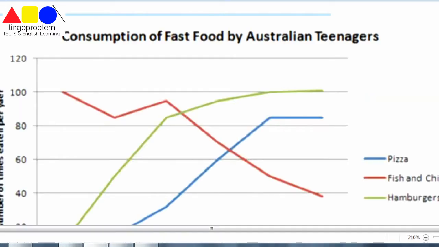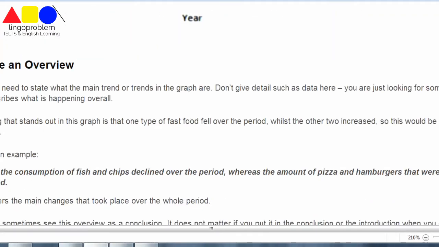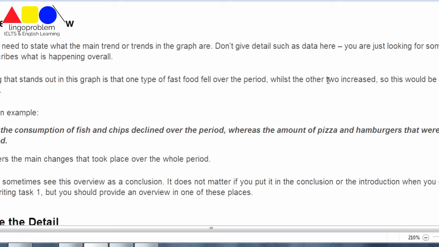Okay, now what we can do here is that we can give this overview. We can state what is the general trend. Now here, as we can see, that we can come up with these words here. The overall trend is about the consumption of fish and chips, which is on the decline. So we can write it like this: the overall consumption of fish and chips declined over the period. All right, so this is a very good sentence.